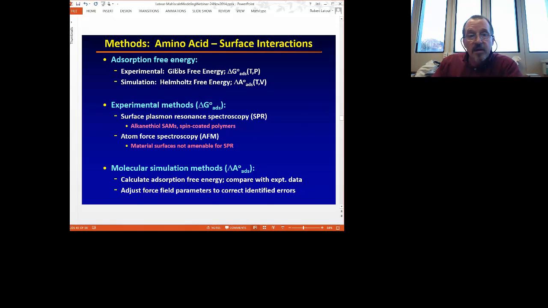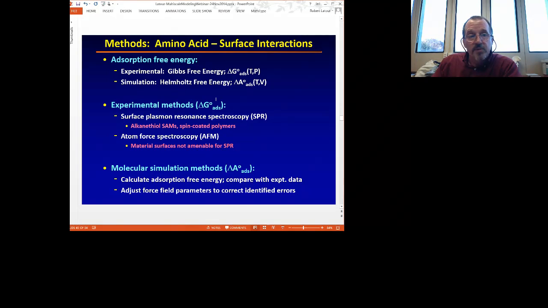And experimentally, we measure the Gibbs free energy of adsorption through adsorption isotherm measurements. This gives us the Gibbs free energy. We do this under constant temperature and pressure. In our simulation, we actually are calculating Helmholtz free energy, and we developed methods to do this. This is under constant temperature and volume, but in a condensed phase system, they're effectively equivalent measures because we have very little change in volume in the adsorption process.